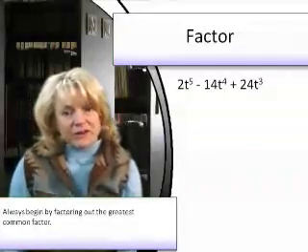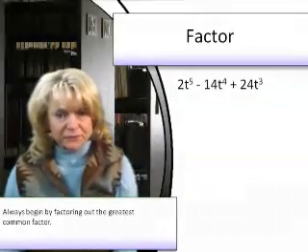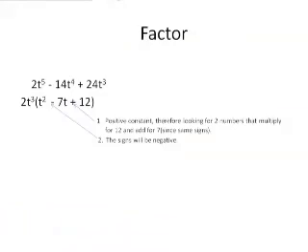We begin by factoring out the greatest common factor. We focus on the constant first. Since the constant is positive, the binomials will have the same signs, either two positives or two negatives. Since the middle coefficient is negative, these two same signs will be both negative.